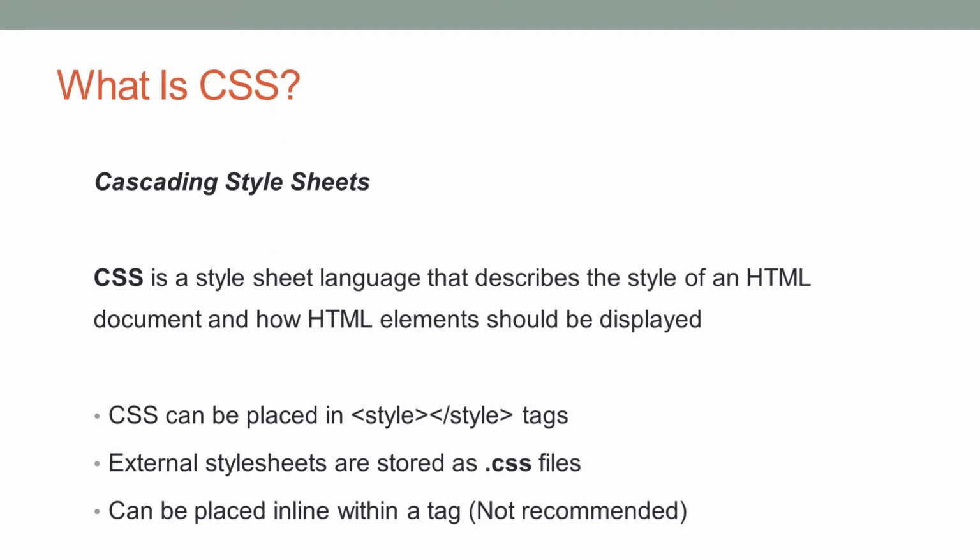What is CSS? Basically, CSS stands for Cascading Style Sheets. CSS is a style sheet language that describes the style of an HTML document and how HTML elements should be displayed. The CSS can be placed in a style tag, which is also placed in the head tag. We can also store external style sheets with a .css extension, like we store HTML web pages with the .html extension. And the style can also be placed inline with the tag, but this is not recommended because it is not a good practice.